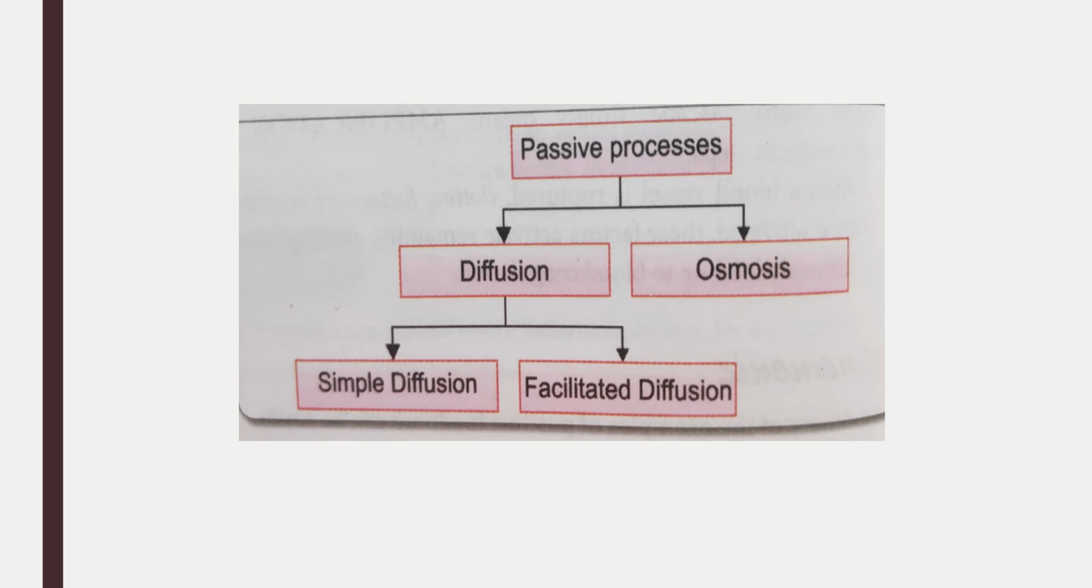Passive transport means in this transport process, no energy is required, no ATP is hydrolyzed. There are two types of passive transport. One is diffusion, another is osmosis. Diffusion is further subdivided into two types. One is simple diffusion, another is facilitated diffusion.